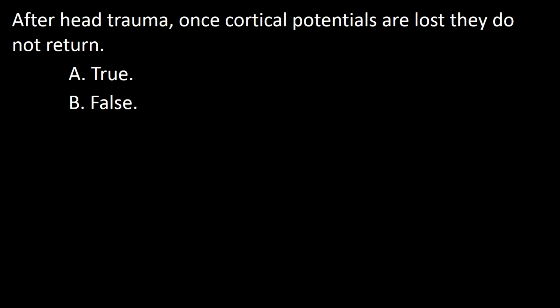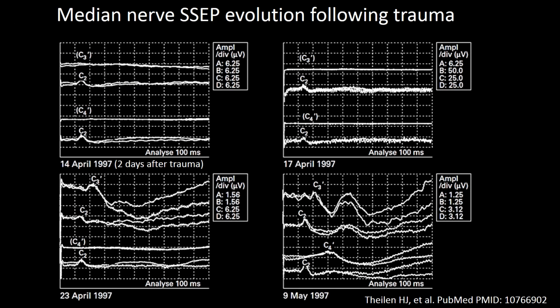Next question. After head trauma, once cortical potentials are lost, they do not return. A true, B false. This frame follows the median nerve somatosensory evoked potential in a patient with head trauma. The first study was done 2 days after the head trauma. And as you can see, there is a cervical potential with right median nerve stimulation and a cervical potential with left median nerve stimulation. The cortical potential in the left hemisphere and in the right hemisphere are missing.